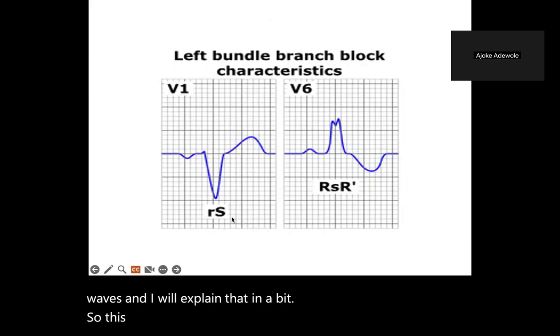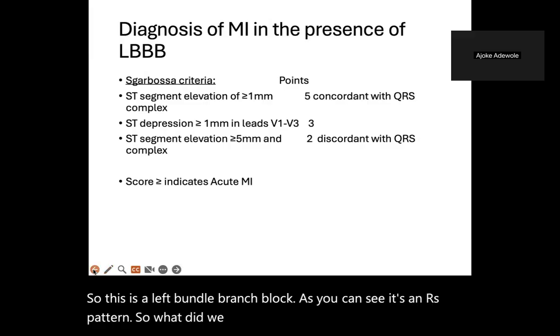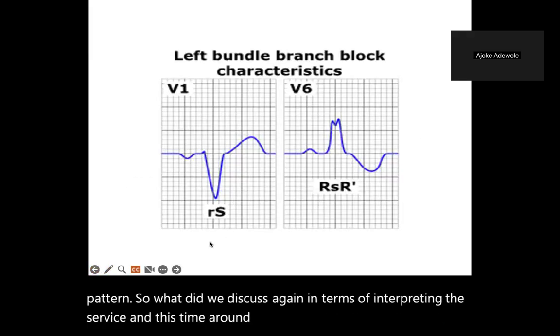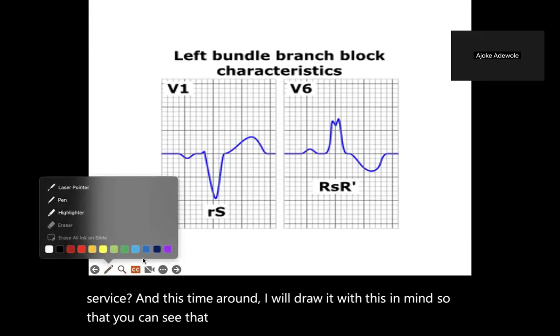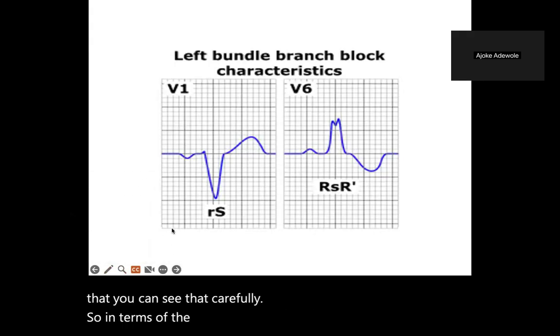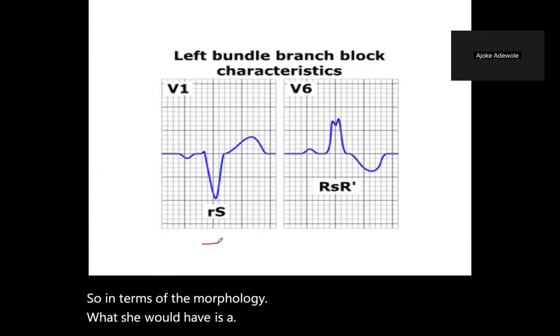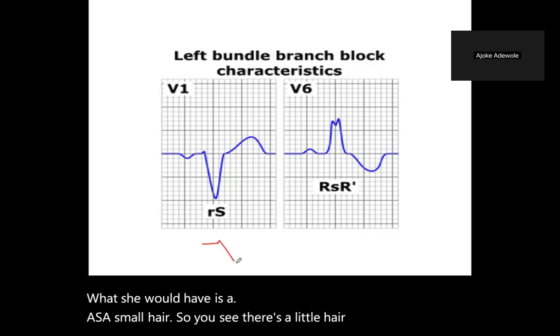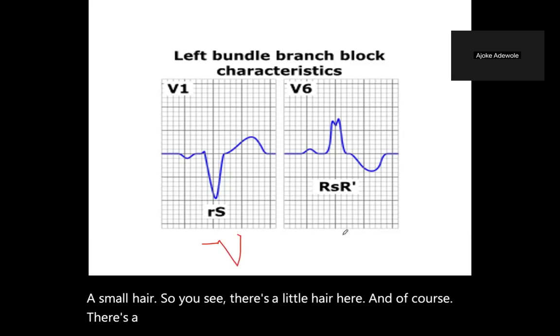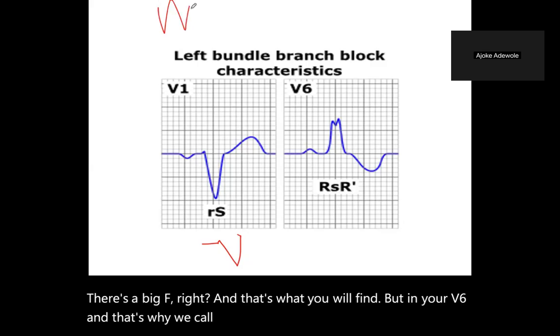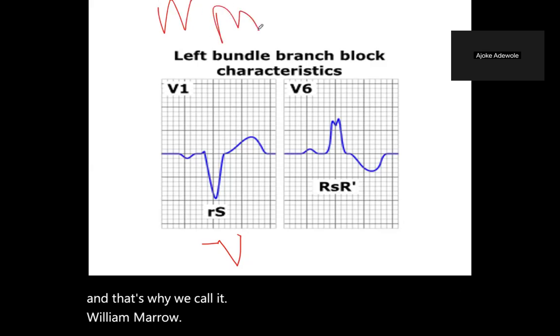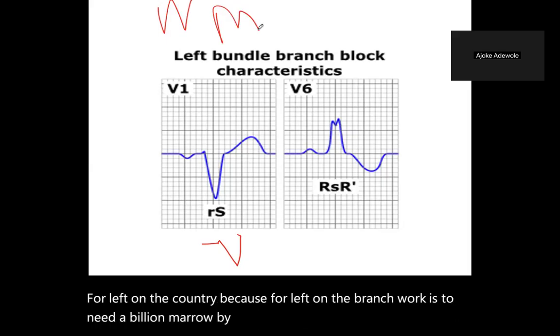So this is a left bundle branch block. As you can see, it's an RS pattern. So what did we discuss again in terms of interpreting this RS? And this time around, I will draw it with this in mind so that you can see that carefully. So in terms of the morphology, what you would have is a small R. So you see there's a little R here, and of course, there's a big S, right? And that's what you will find in V1. But in your V6, and that's why we call it WiLLiaM MaRRoW or left bundle branch block. So left bundle branch block is WiLLiaM MaRRoW, right bundle branch block is MaRRoW WiLLiaM, right?